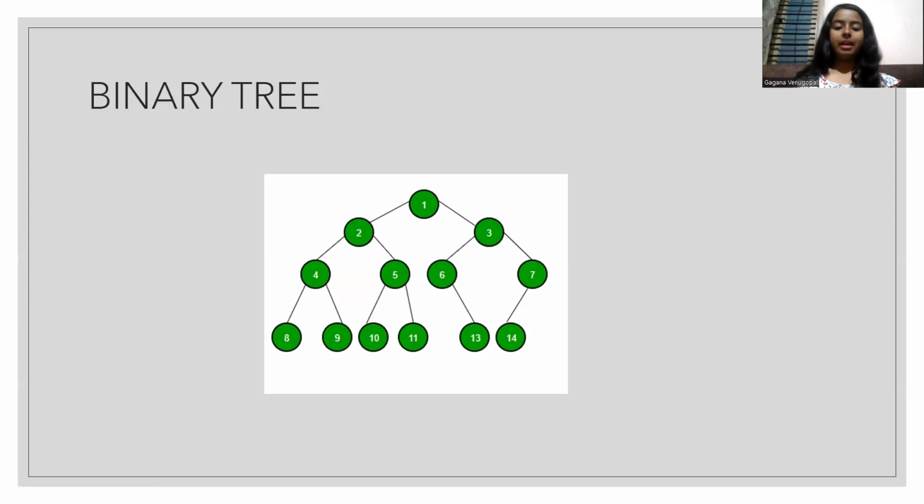So here we can see a binary tree where 1 has two children, that is 2 and 3. 2 has two children, that is 4 and 5. 3 has two children, that is 6 and 7. 4 has two children, that is 8 and 9. 5 has two children, that is 10 and 11. 6 has one child. Yes, it is still a binary tree because it doesn't have more than two children. And 7, yes, it is also still a binary tree because it has one child.